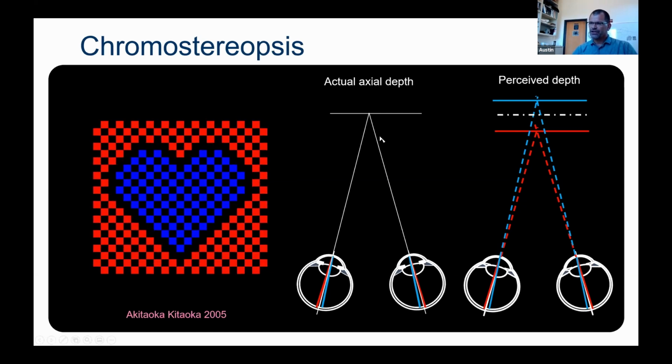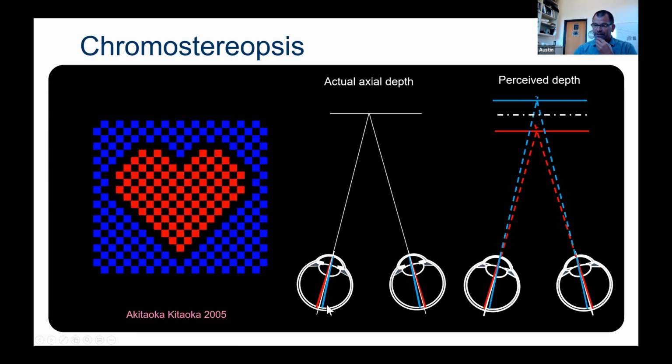And the illustration here shows how it works. Light from an actual object at some fixed distance, polychromatic light, will pass through the eye and will get laterally displaced because of transverse chromatic aberration. In this particular example, the blue light is displaced nasally, which is the most common direction that transverse aberration occurs in the eye.